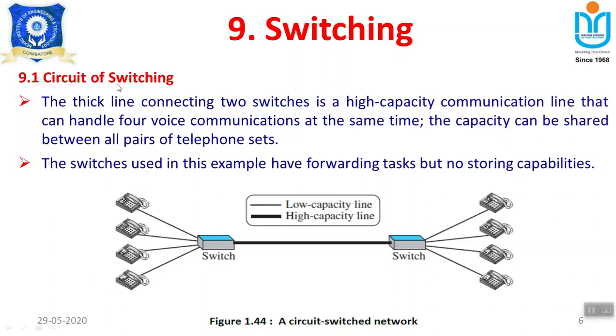There are 2 drawbacks that we can identify now. One is that the switches don't have any storing capability. They just forward the information which is received and won't store any information. That is the first drawback. And the second drawback is that if full capacity is not utilized, then it is considered underutilized, because it has a dedicated path.